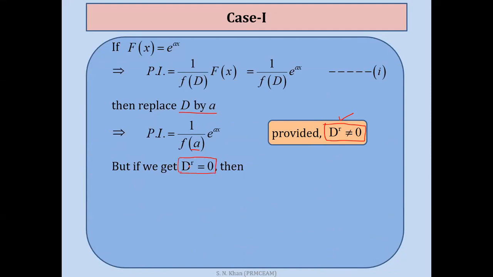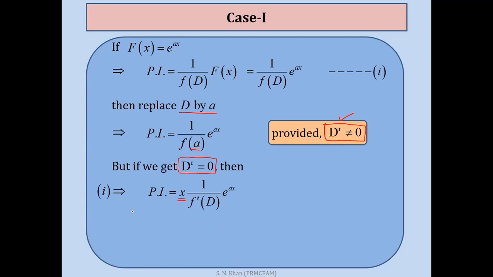We have to do two changes. First change, we have to multiply right hand side of equation 1, meaning the PI we are calculating, where the denominator is 0, before that we have to multiply the right hand side with variable x. So we have multiplied the right hand side by variable x here, and this x should be placed before the operator. It is not to be written inside the operator, it has to be written before the operator.